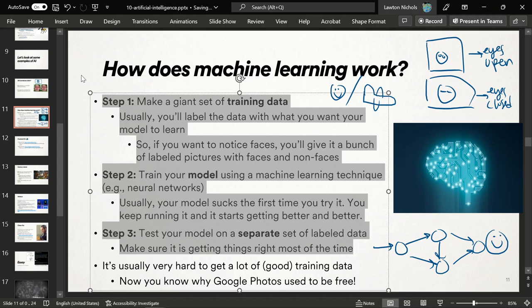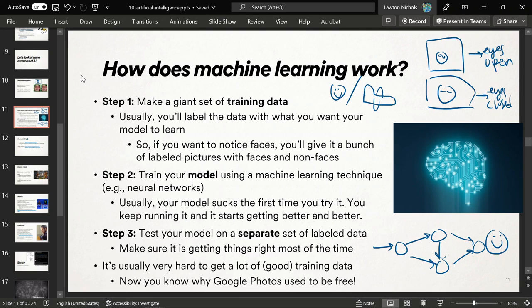Okay, so that is my best effort at explaining to you what machine learning is in a single slide, when in reality it would take you a few upper division classes to fully understand it. Are there any questions about this process?